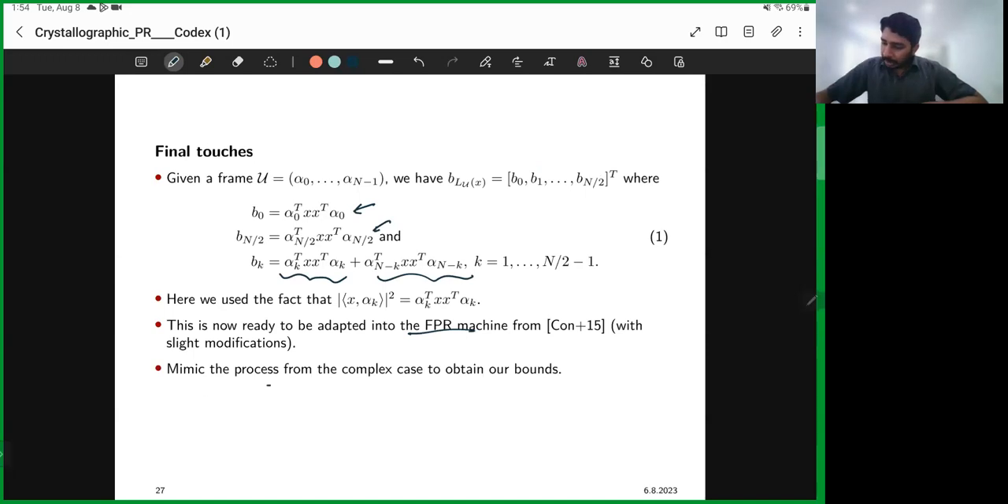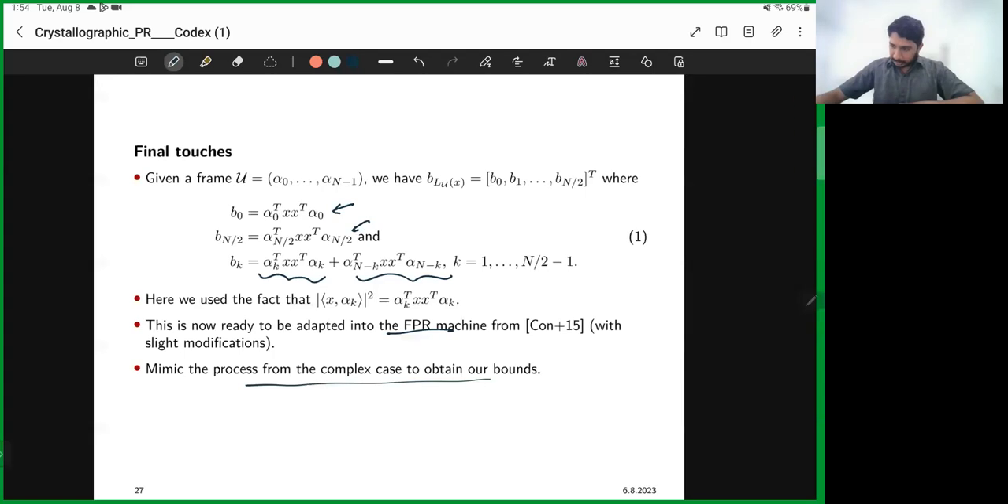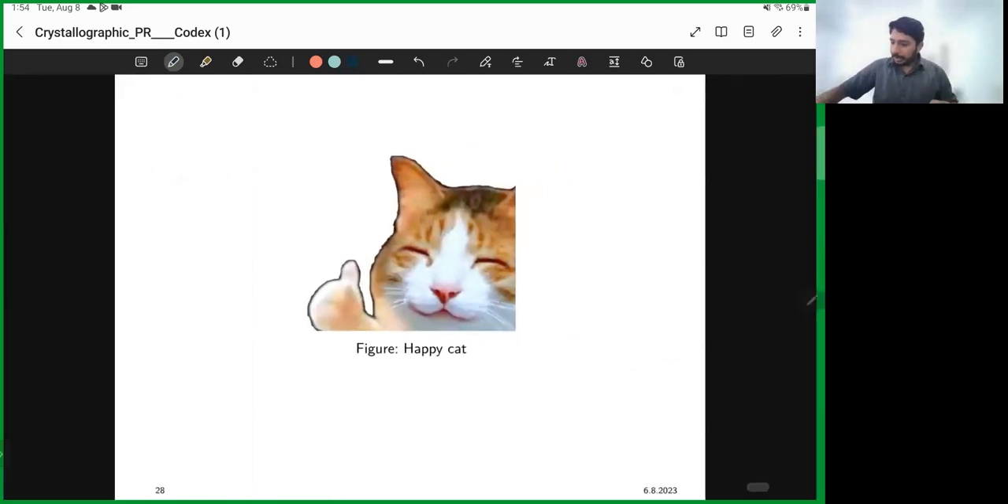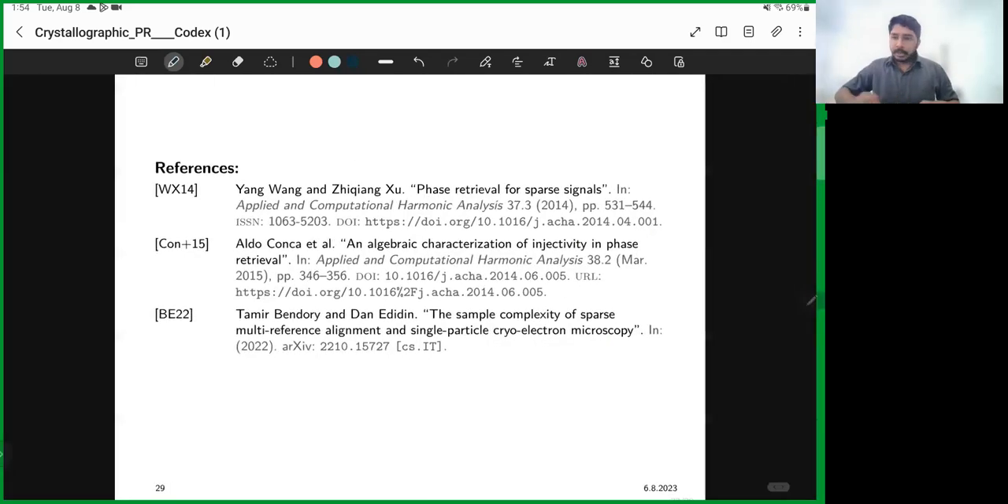So I can mimic the process from the complex case to obtain my bounds for the real case. And here's a happy cat. And that concludes my presentation.